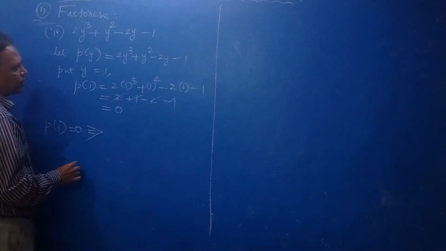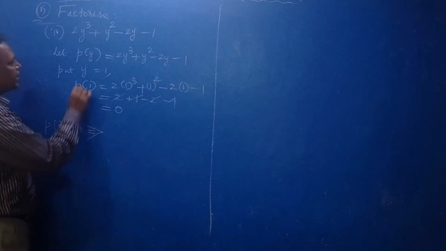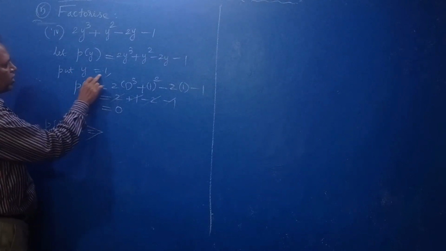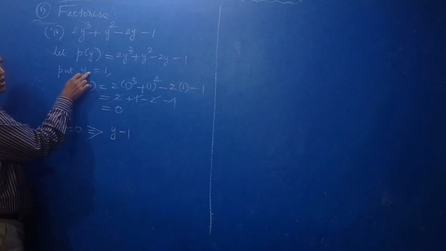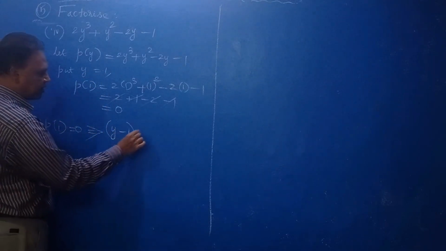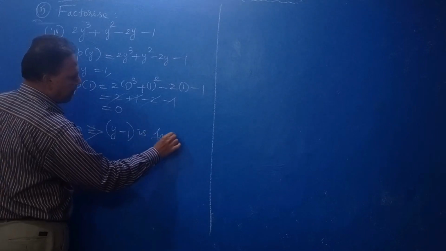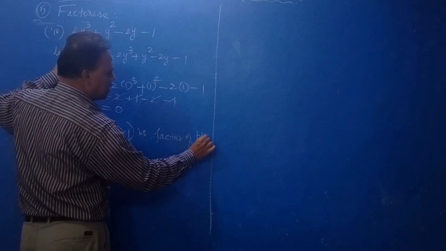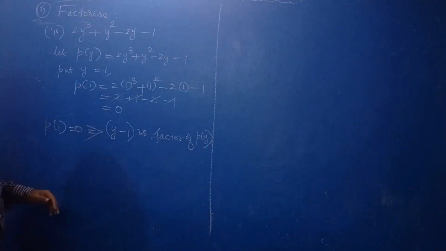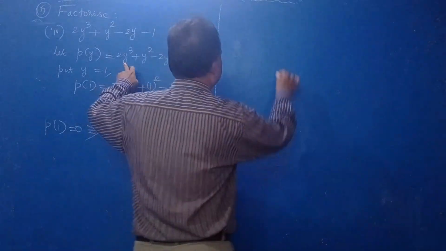This gives y equal to 1. Okay, y equal to 1. Therefore, bringing this 1 to this side means y minus 1 is a factor of p of y. Everything is correct. Okay. Now this one you have to divide here.